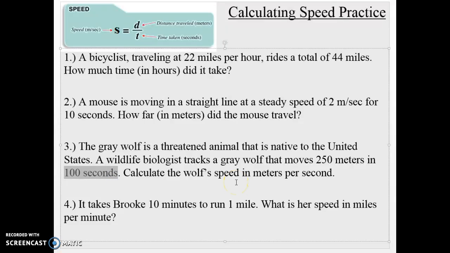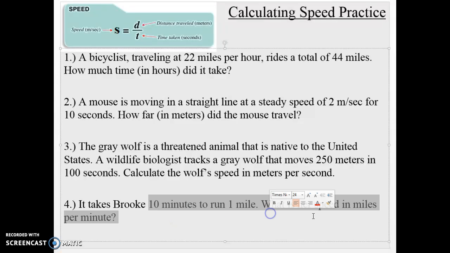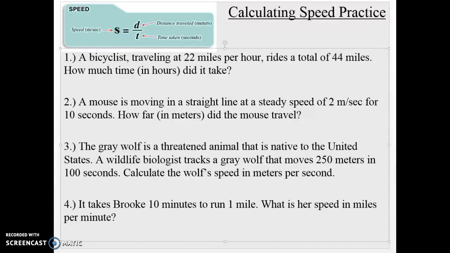That's moving pretty fast. So you have the distance, 250 meters, divided by the time, 100 seconds, and you get 2.5. Don't forget the units. Speed has 2 units, whatever you measure the distance in, and then whatever you measure the time in. So in this case, my answer would be 2.5 meters per second. Here, this last one. It takes Brooke 10 minutes to run 1 mile. What is her speed in miles per minute?